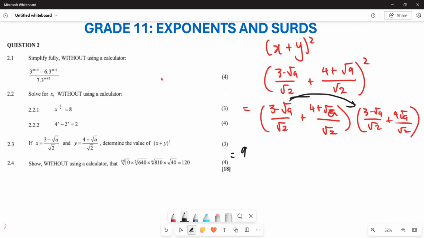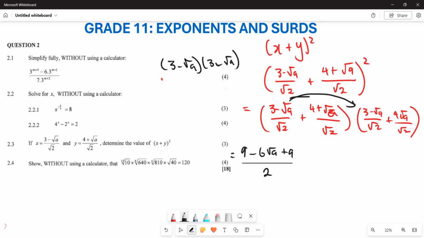Let's see. Now, if you continue like that, this is going to be 9 subtract, what is going to be the other one? 6. So this is going to be 6 root a, plus your a divided by 2, because root 2 multiplied by root 2 is going to be 2.